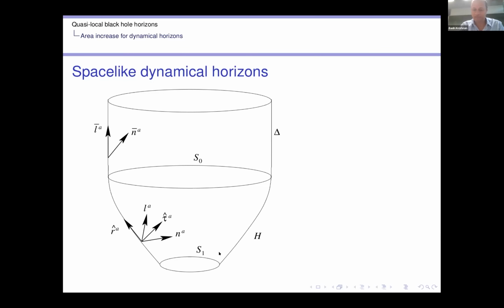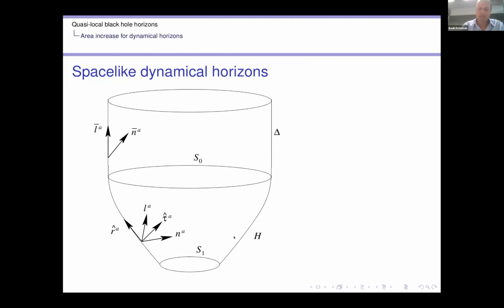You start off with S1, which is a marginal surface at an initial time. It increases in area, so it grows. That is meant to be this portion here, and this portion is typically, well, almost always, a spacelike dynamical horizon. After some time, it will settle down and you'll get an isolated horizon, but this is what we discussed in the second lecture. So this is not our focus here. Here we want to focus on this portion.